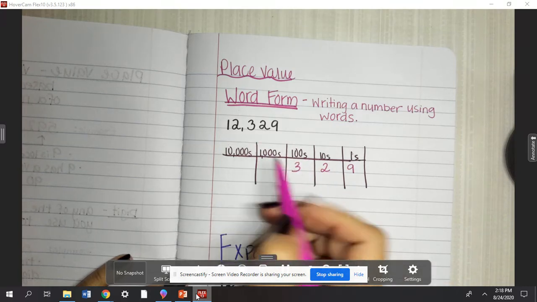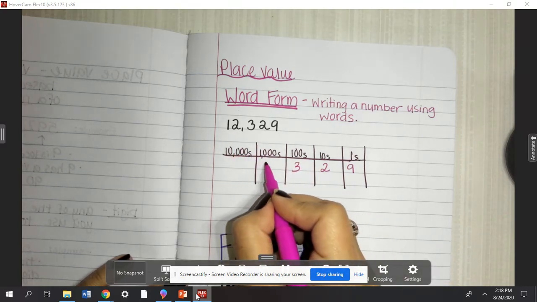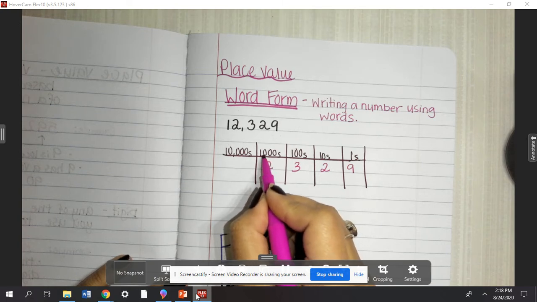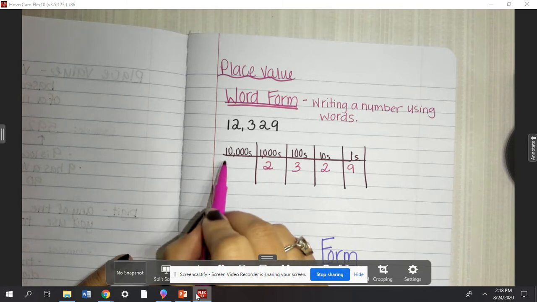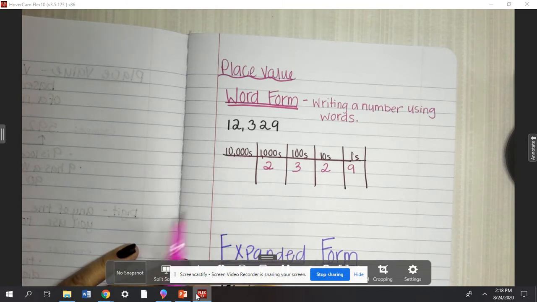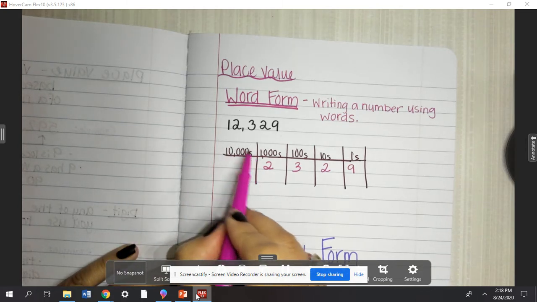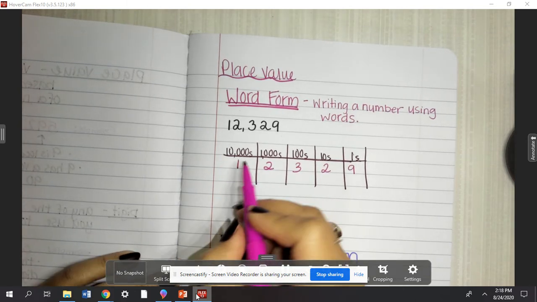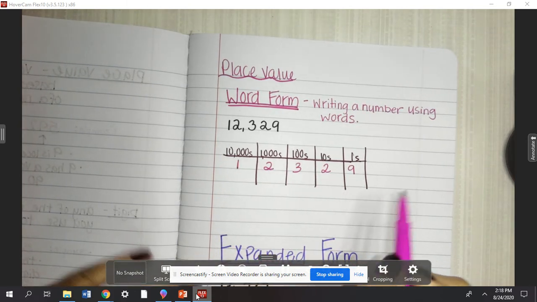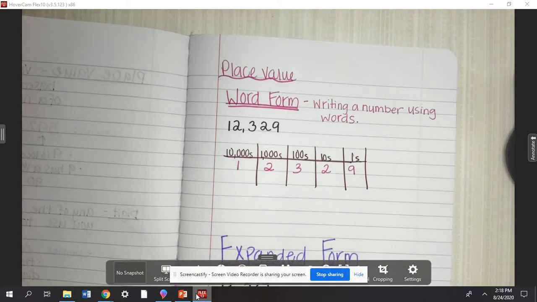300. Going to the next one, thousands. There are 2 thousands, which means that is 2,000. And then the last one is our 10,000s place. How many 10,000s do I have? I have 1. So that kind of helps break down those numbers for you, which is going to help us when we do our next form.